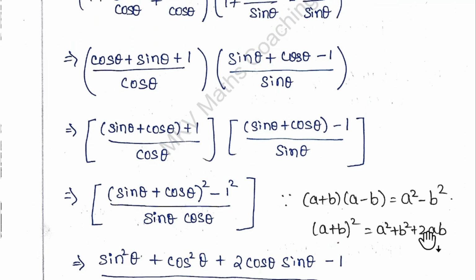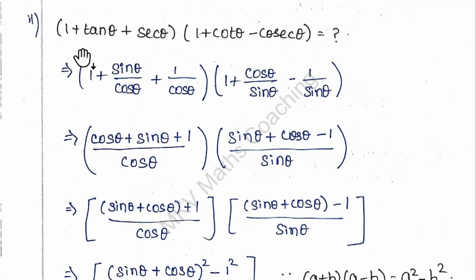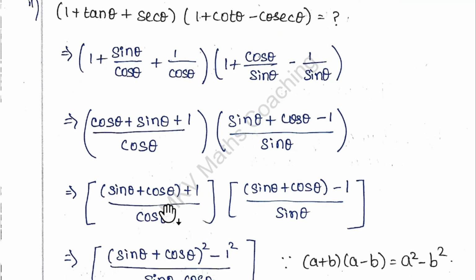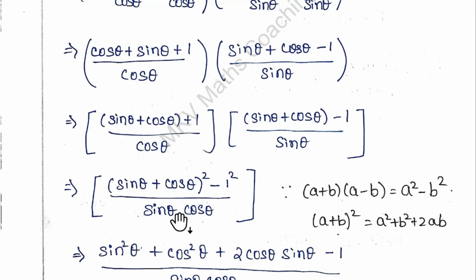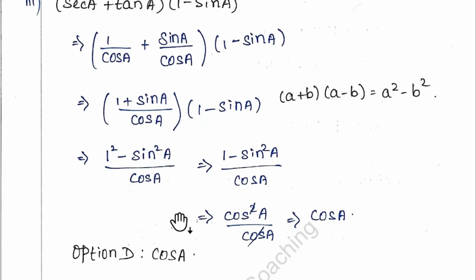So for this kind of question, the first step is to change every ratio in terms of sine and cos. Second step is to take an LCM. Third step, just check whether you got the a square minus b square formula here. If you get the formula, you just use it and expand it. Okay, you will get the answer.